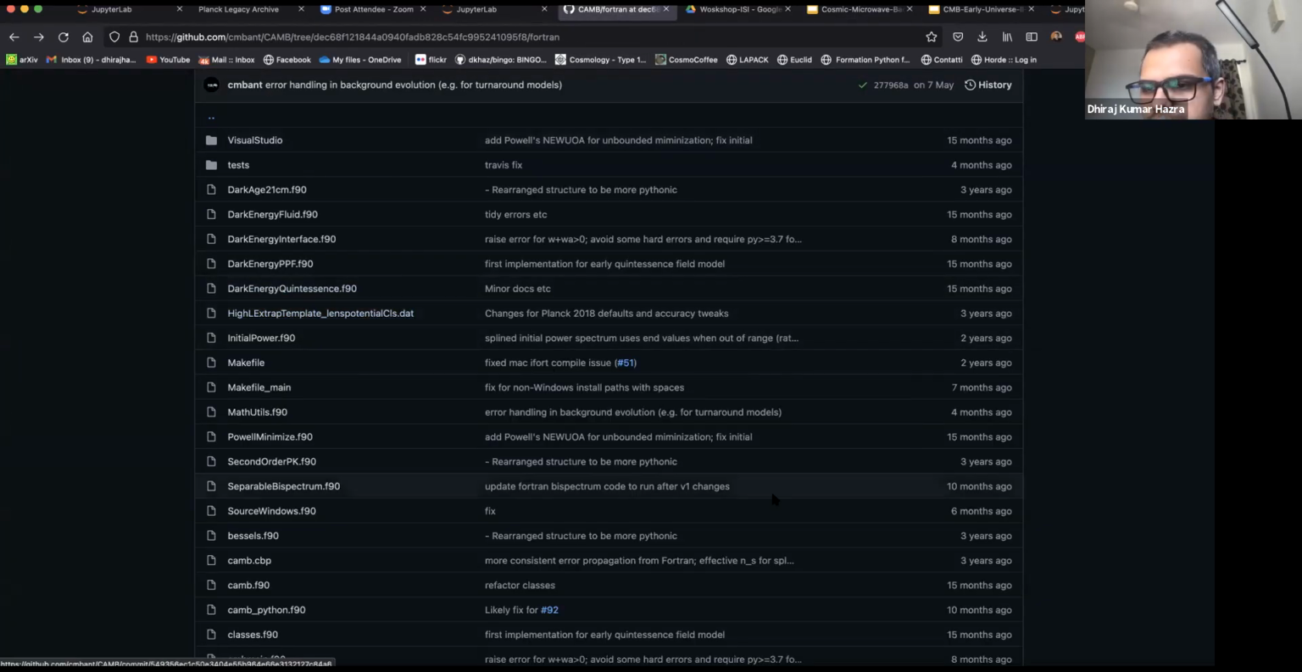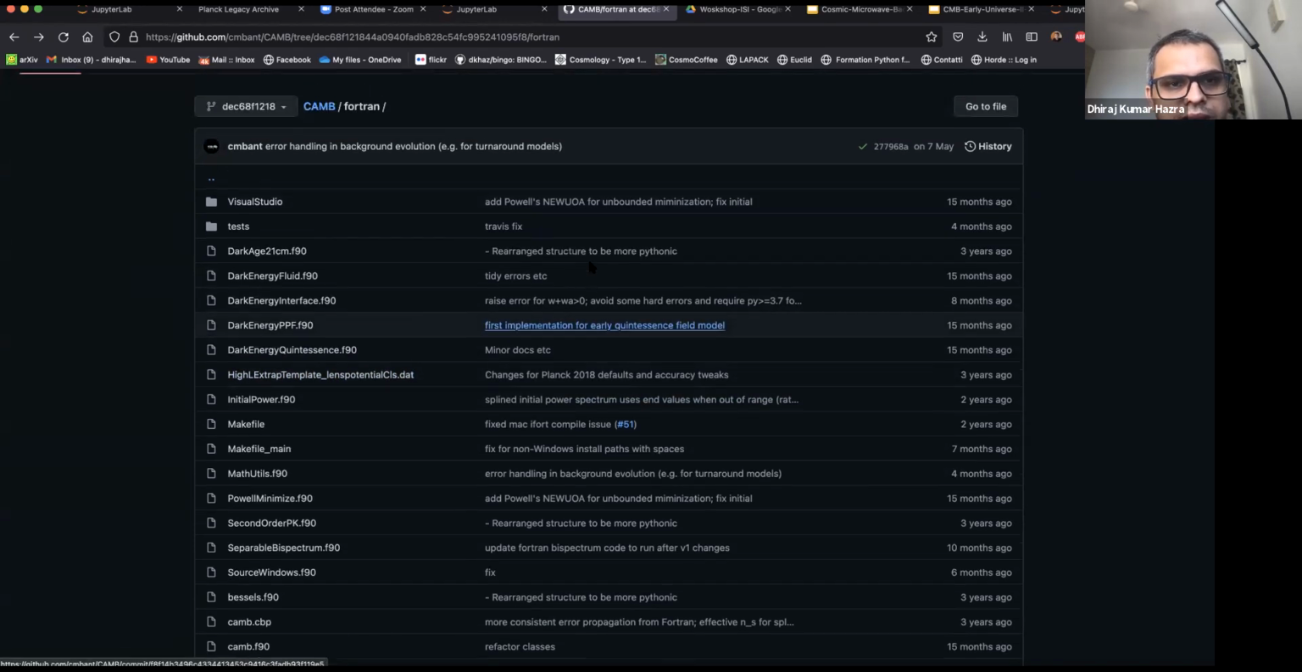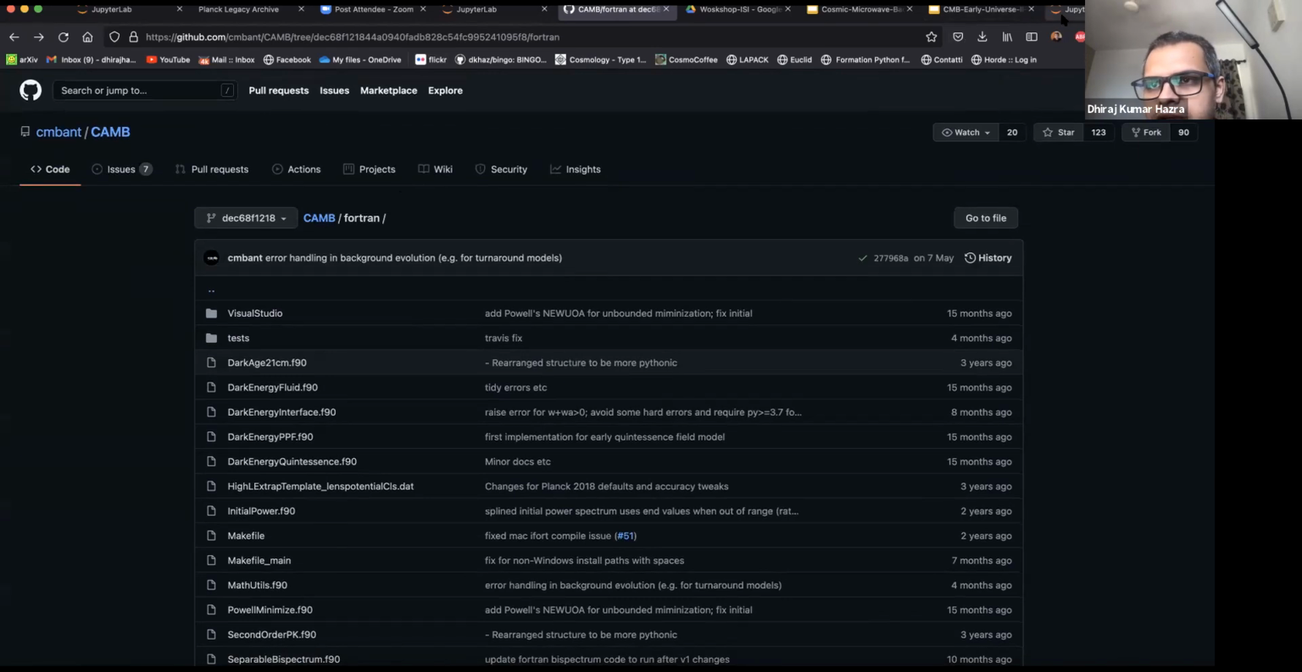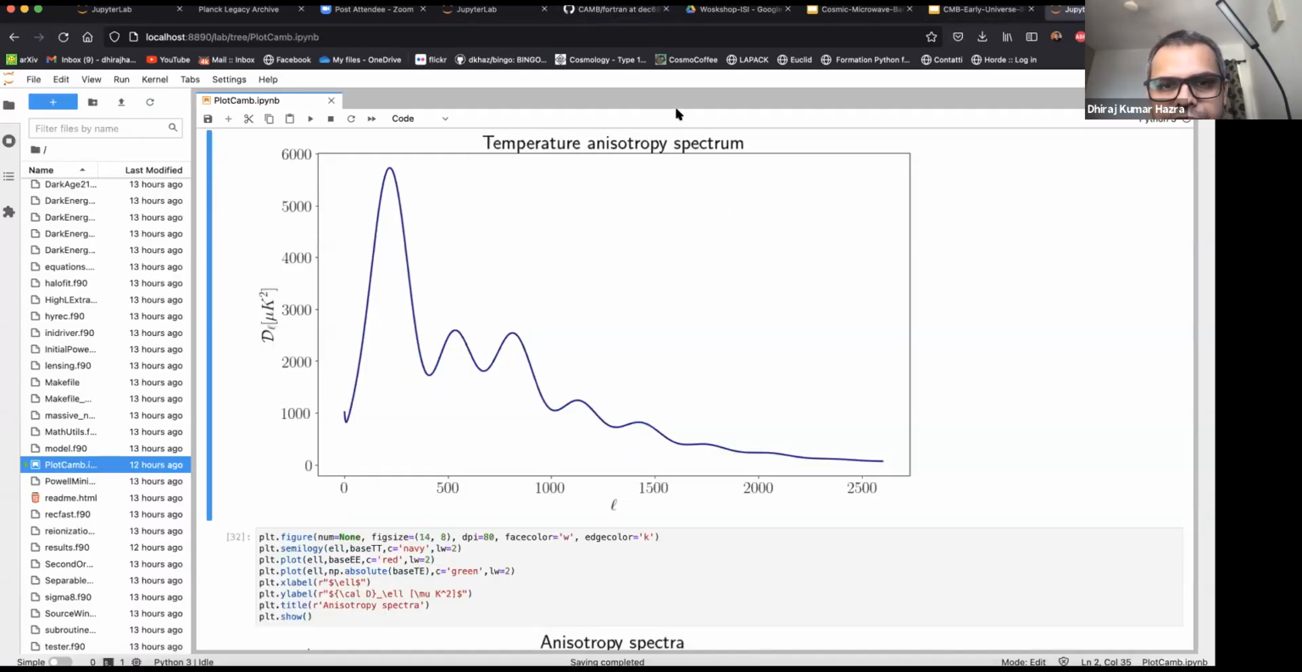So who was having this problem? Anubhav, I guess. High L extrapolated template lens potential cls.dat. You just download this one from the CAM Git or Cosmo IMSc Git. Good. Let me open the chat box again.